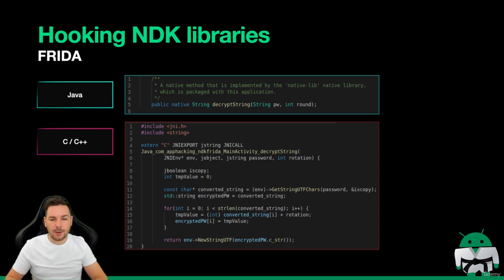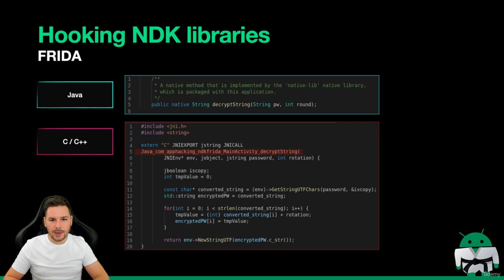Okay, on the top we've got the Java code, and on the bottom we've got now the C++ code. And so we've got our includes, and then we've got this really strange looking function name over here, this one. This is now the complete class name. So we can see we are having this Java in front of this, but then we've got the com app hacking NDK Frida, that's the package name. And then we've got the main activity, which is the class name. And after this one, there's now the method name finally of this function over here.